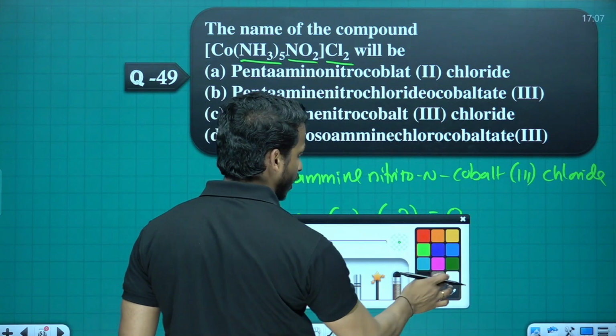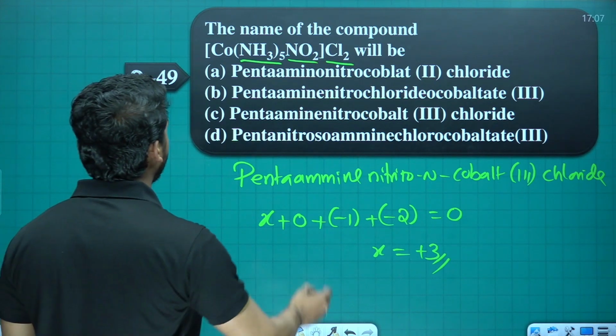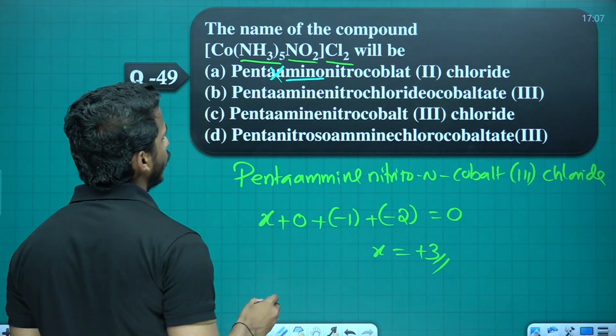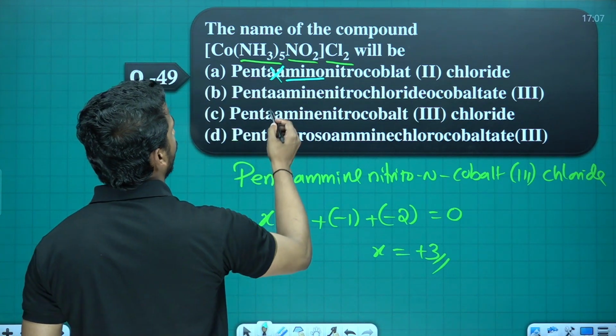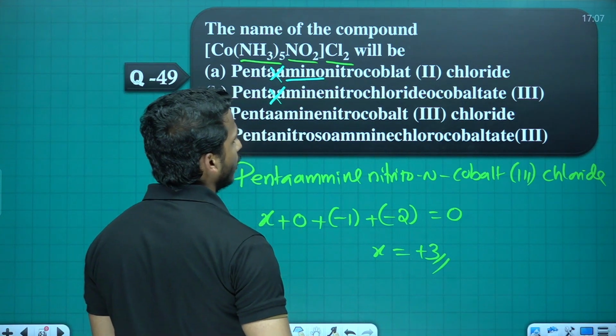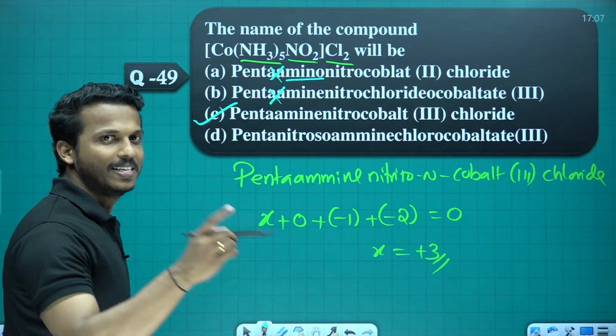So check it all. Where is this answer, my dear? Pentaamine. We won't write pentaamino. That's wrong. Pentaamine. Nitro. That's okay. Nitro. Chlorido. No, chlorido is not inside. Pentaamine, nitro, cobalt 3 chloride. Yes, option C is the correct one, right?